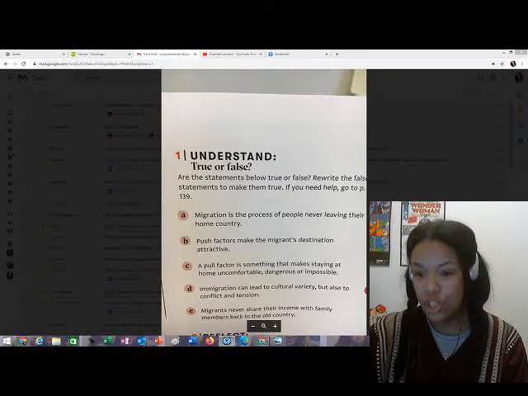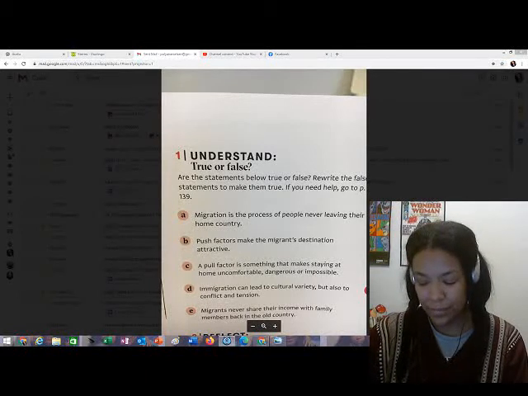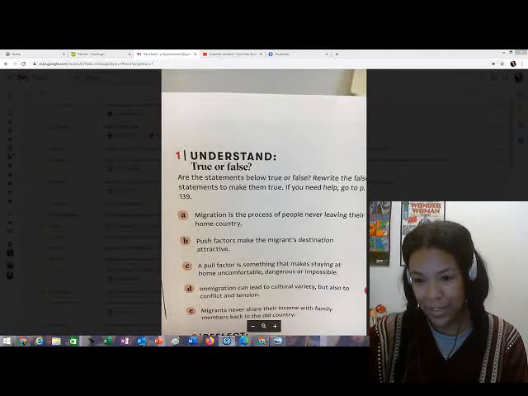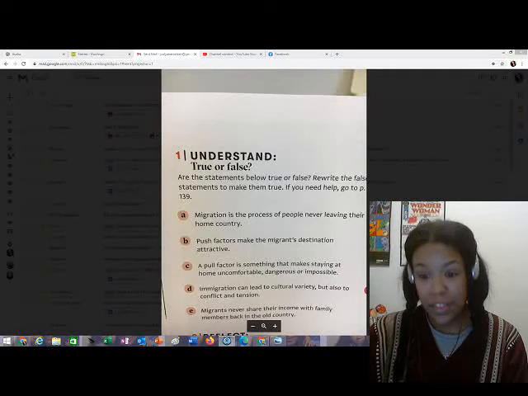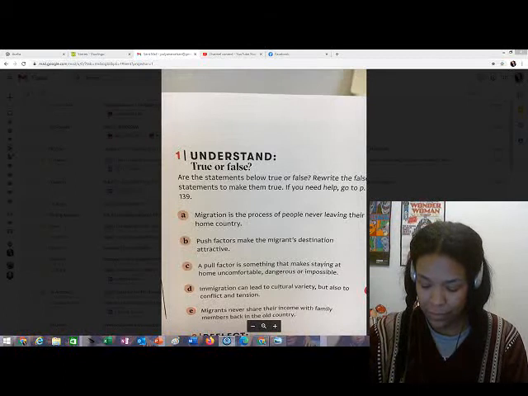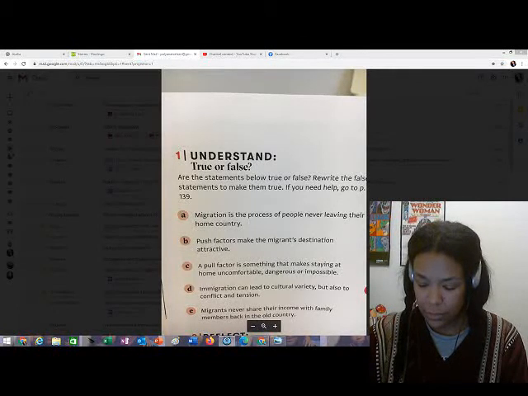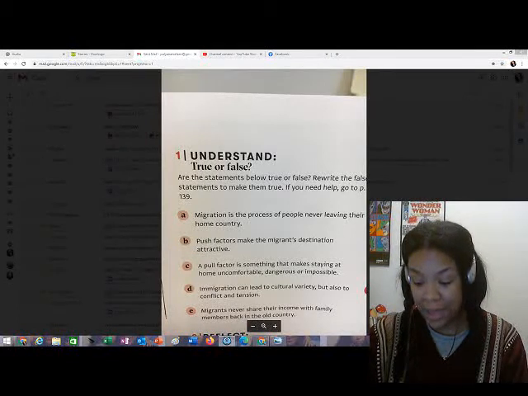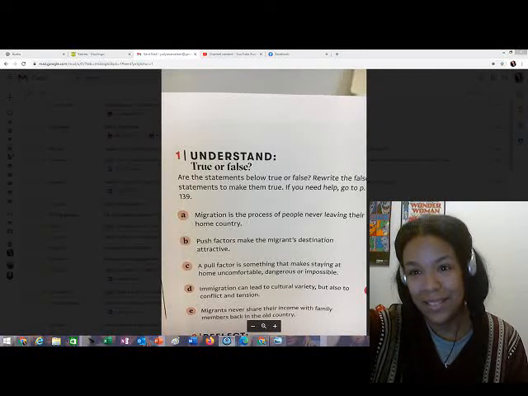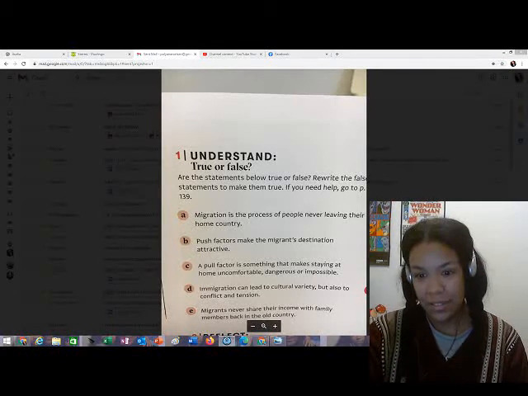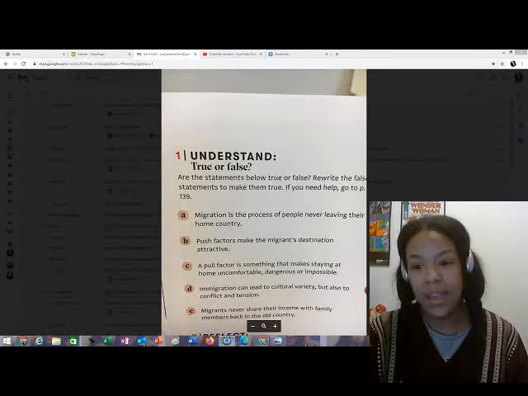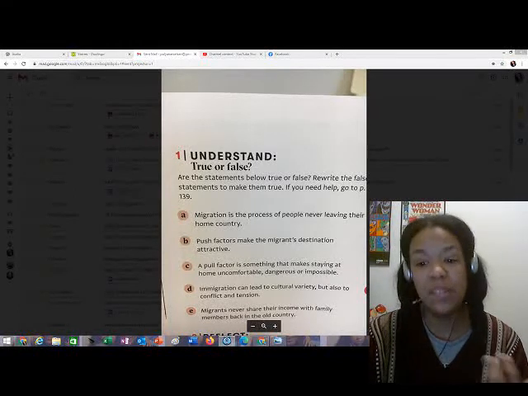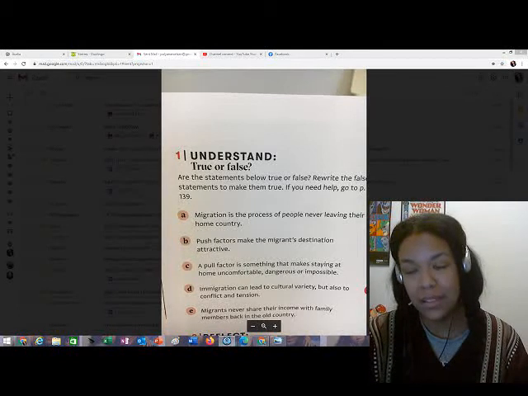So migrants never share their income with family members back in the country. True or false? If you think it's false, explain why. That's very important. You have to explain why. Yes. If you think it's false, perhaps you can just change one word and make it correct. Migrants share their income with family members back in the old country. And then you're already correcting it to make it perfect.